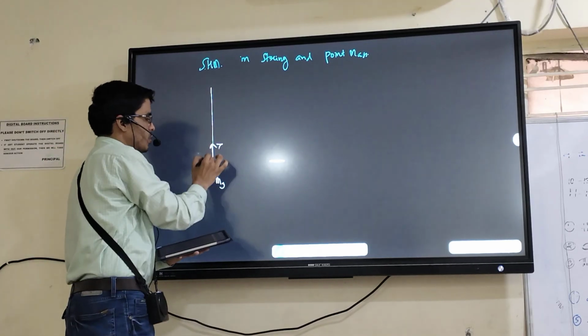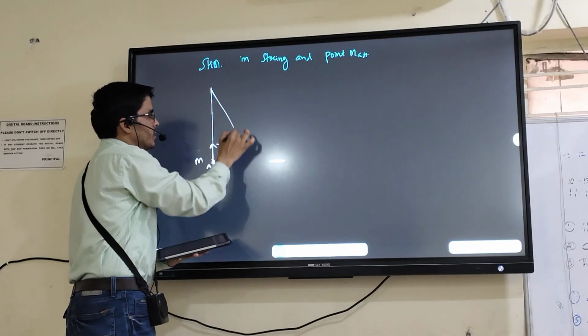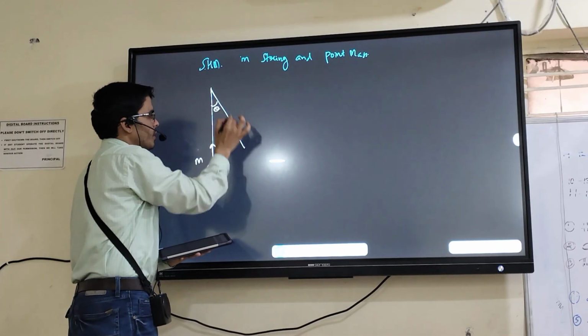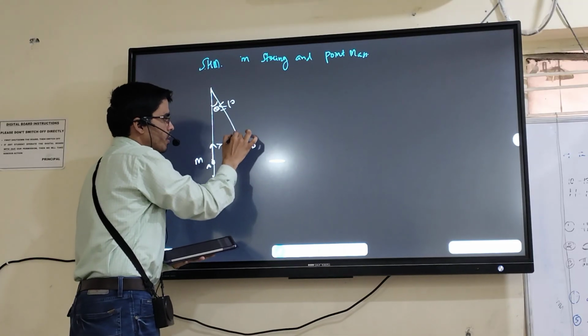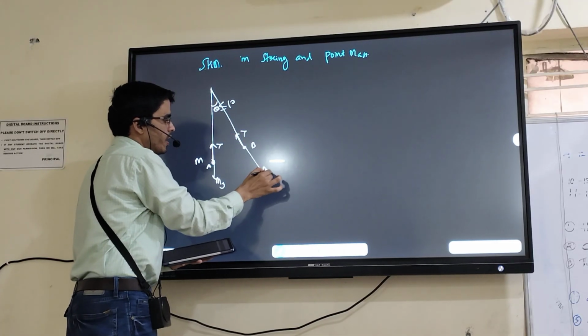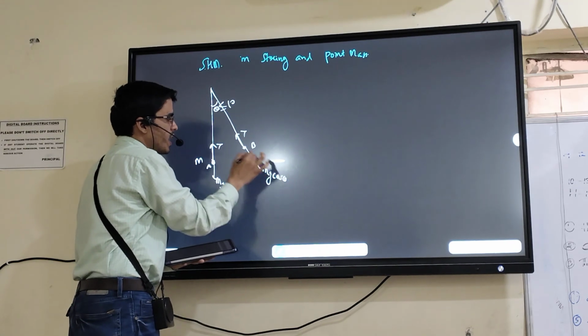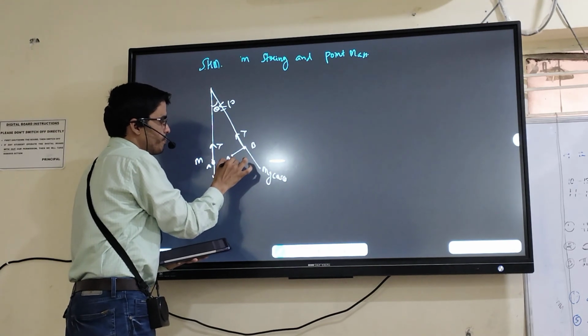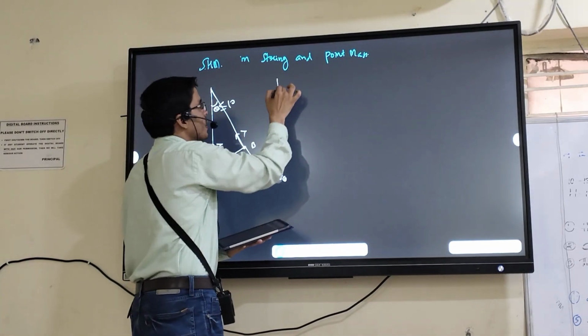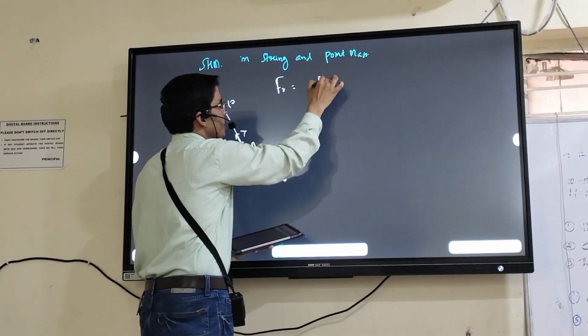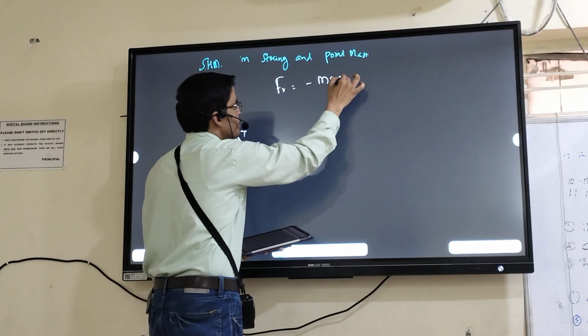Suppose that is point A and that is point B, very small, less than 10 degrees. Here two forces act: tension and mg cos theta, and mg sin theta. Very good. Now I am asking, what is the restoring force? You will tell me: R equals minus mg sin theta.